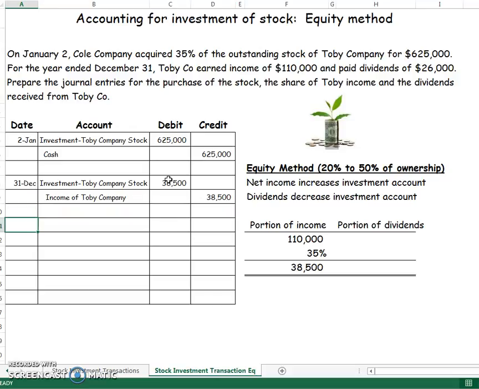All right, also on December the 31st, the company issued dividends. Dividends are distributions of their income. In other words, they distributed some of this. They didn't hold all of it. They distributed some of it to us. So what we'll do there is that we will say that we got the cash. We need to find out how much. They distributed dividends of $26,000, and we got 35% of that. So $9,100 is what we received in cash. And that $9,100 is going to reduce our investment.